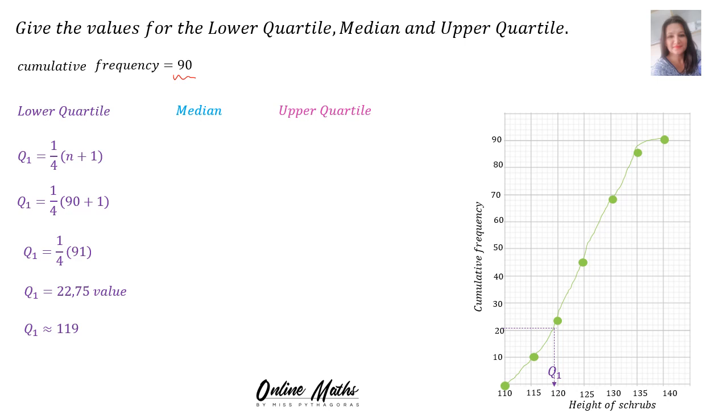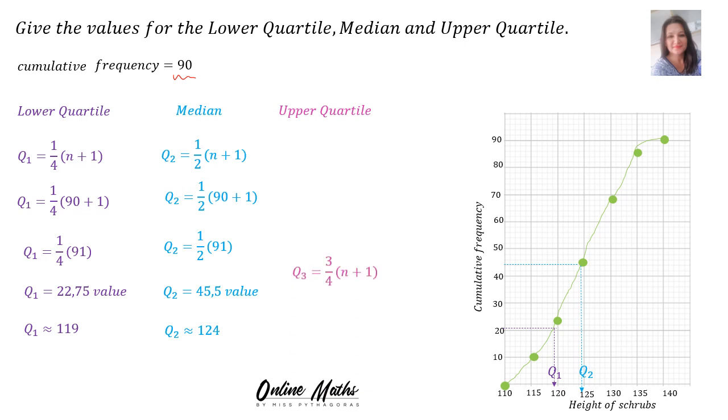For the median, there's a formula: Q2 is half of n plus 1. Therefore, it's half of 90 plus 1, half of 91, so the position will be 45.5. You go to your cumulative frequency, find position 45.5, and then go down to the x-axis and read the answer there. So the median, Q2, will be 124. That's where you read it off.